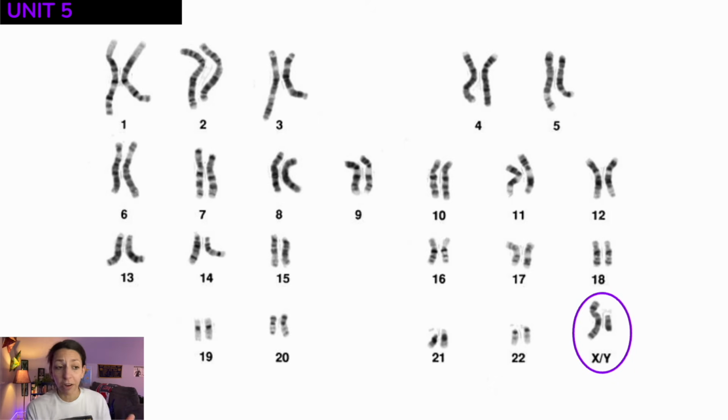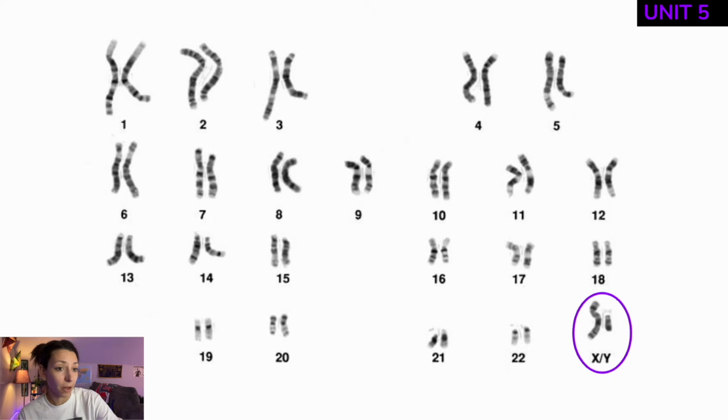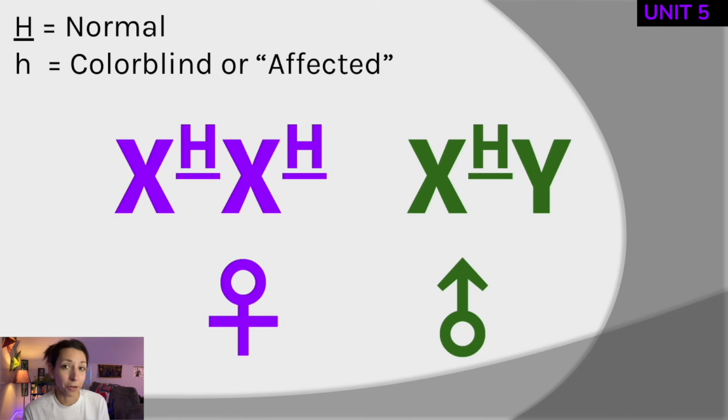If we look at a human karyotype, 1 through 22 are all the autosomes, or the non-sex chromosomes, that humans have, and then the 2 sex chromosomes are either XX or XY. This is a karyotype of a human male. So let's take a look at the inheritance for color blindness. The allele for normal vision is dominant, and the allele for color blindness, or someone who is affected with this color blindness trait, is recessive. So we'll show that with a little h.